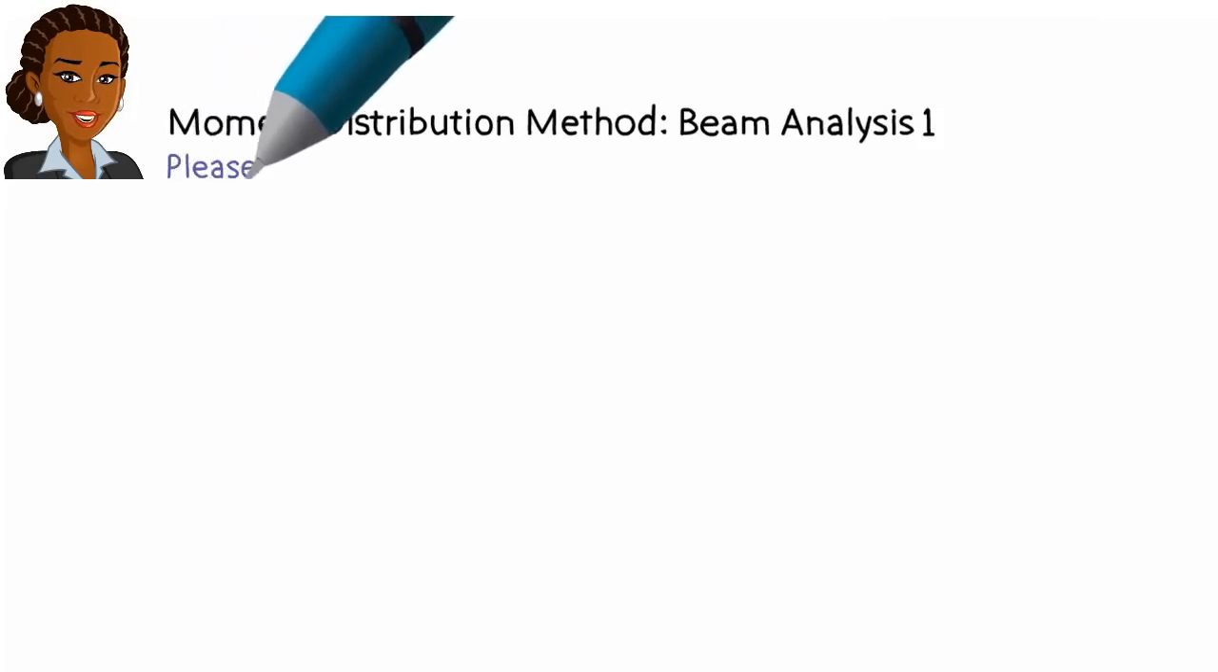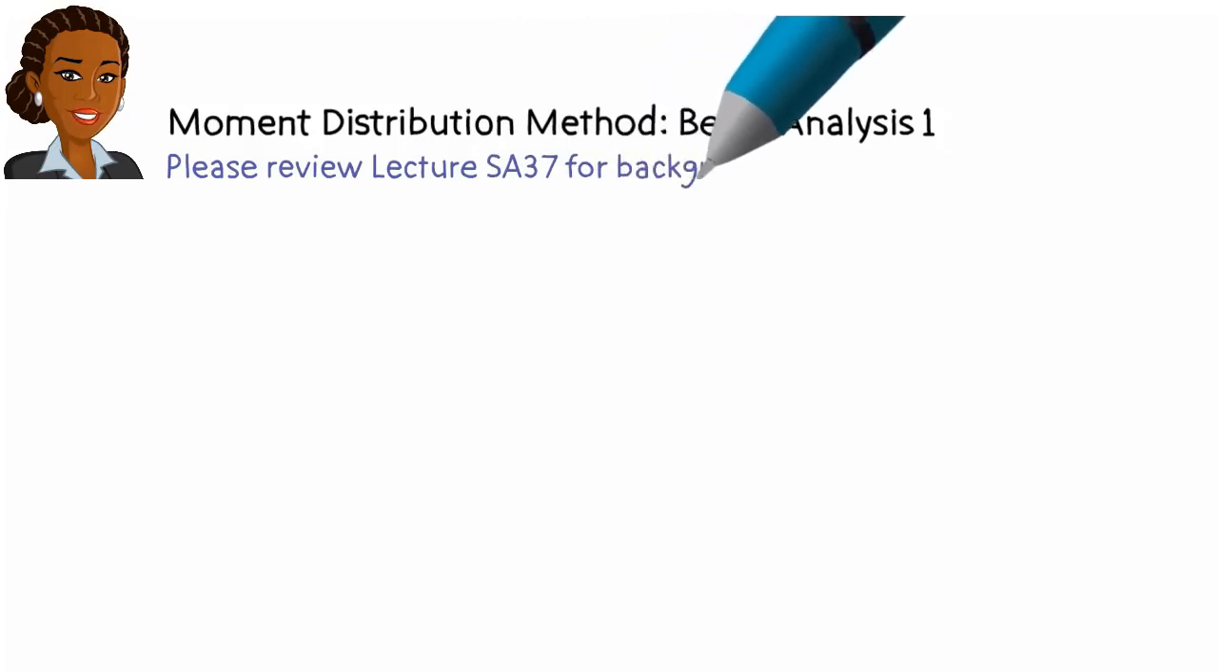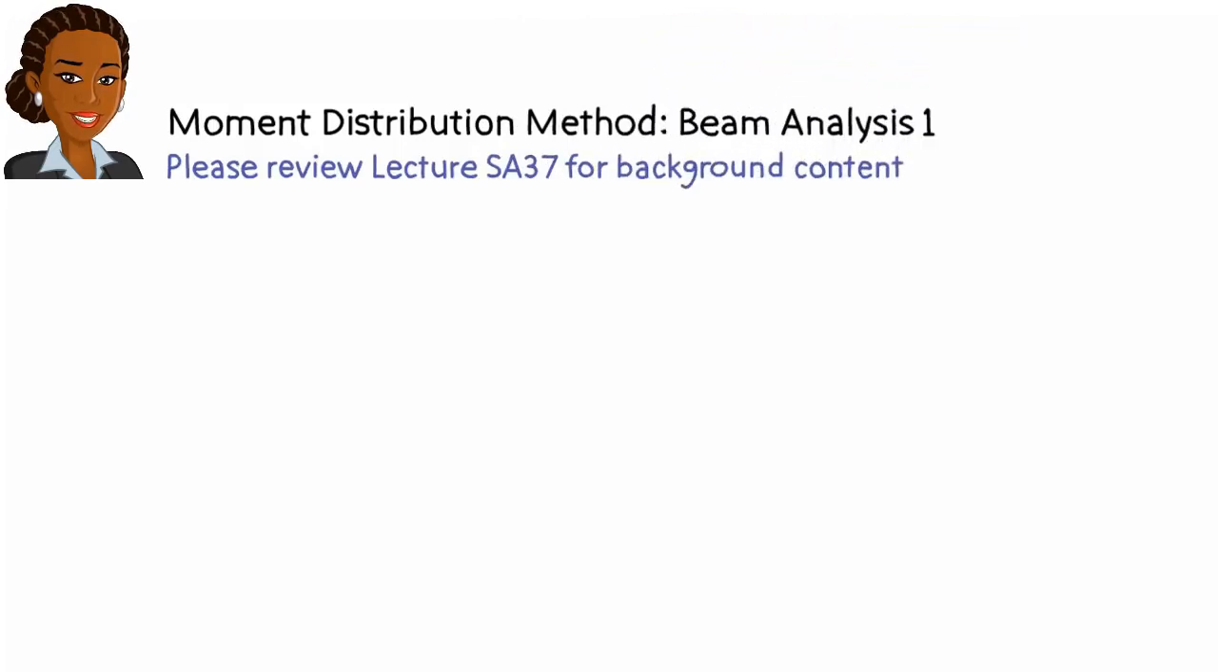The moment distribution method is an approximate technique for analyzing indeterminate beams and frames. In lecture SA 37, I presented a mathematical basis for this method. Here, I am going to demonstrate the ease with which the method can be used to analyze continuous beams.